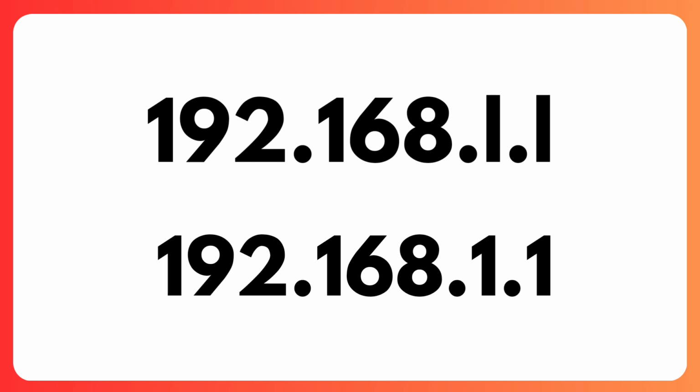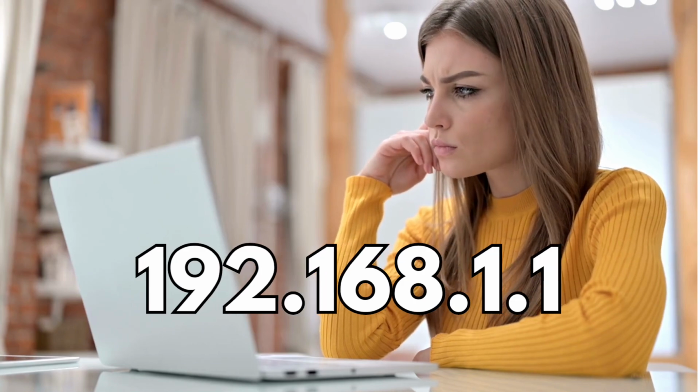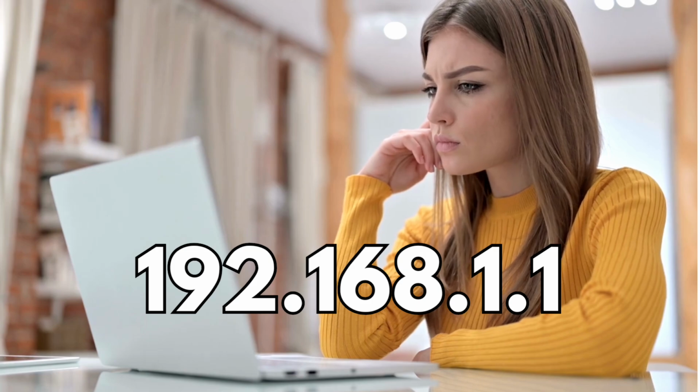But routers don't recognize 192.168.l.l because it's not a valid IP address. The correct IP address to log into most routers is 192.168.1.1. In this video, I'll show you the right way to log into your router's admin panel using the correct IP address. Let's get started.